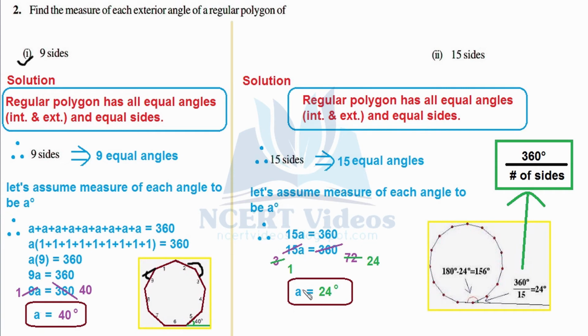And a is separated, its value came as equal to 24, and we are dealing with angles, therefore unit has to be written as degrees. So each angle of a 15-sided regular polygon, that is exterior angle, will be equal to 24 degrees. So here we have represented 15-sided regular polygon. So this 24 degrees is not for this angle. It would be deviation from the regular path. That is, this small angle will be equal to 24 degrees.